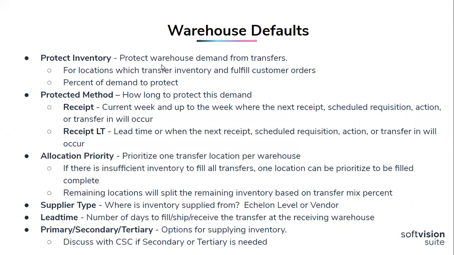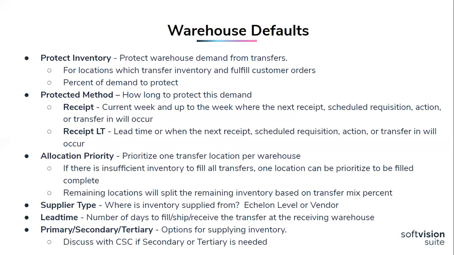If we have a location that is used to fill its own demand or orders for customers, but that location is also available to transfer inventory to other locations, you may want to protect the demand so the lower transfer warehouses or stores don't run out of inventory or steal all the inventory for that warehouse to be able to fulfill its own customer orders. So all you need to do is assign a percent of the demand that you want to protect.